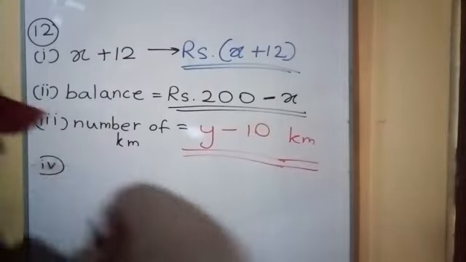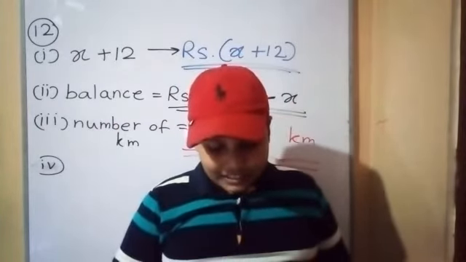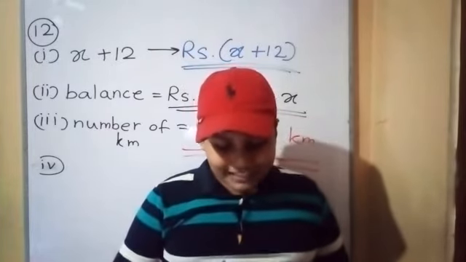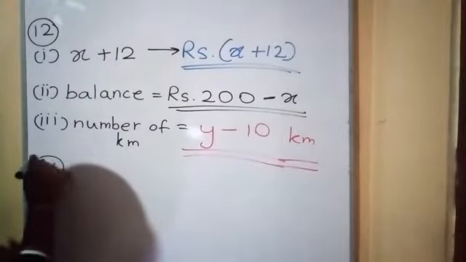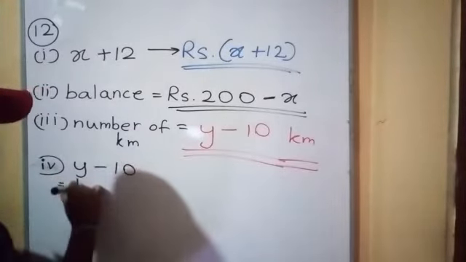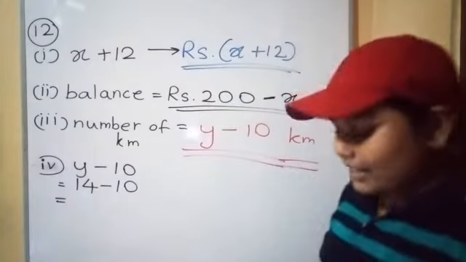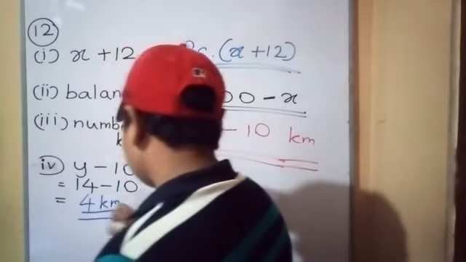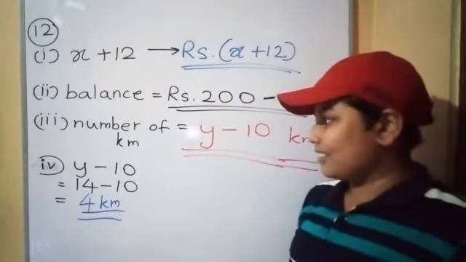The fourth one. What is the fourth one? If Y is 14, find the value of the expression obtained in 3. Now Y is 14, so Y subtract 10: 14 subtract 10. What is the answer? 4 kilometers. That means the remaining petrol in that vehicle is 4 kilometers.